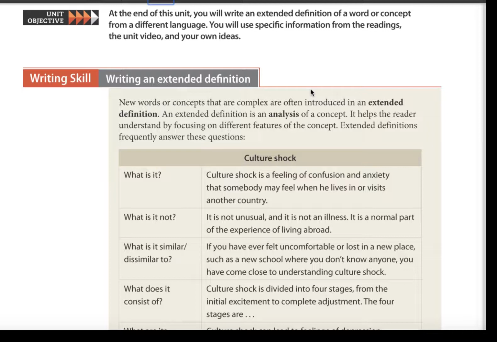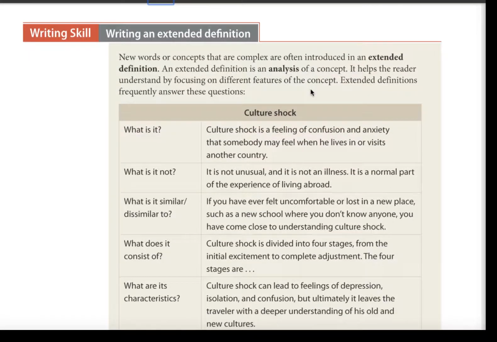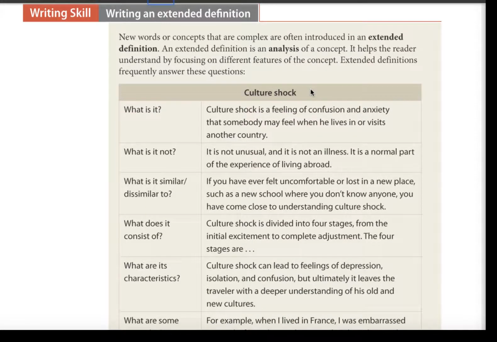So what it is, is that you take a concept or a word that maybe a lot of people wouldn't know. We can't assume that they know this. And you analyze it. And the way that you analyze this particular word is to take it apart at different levels. So we're going to answer questions based on this word that really delve deeply into the word to give the reader a true understanding of the concept.